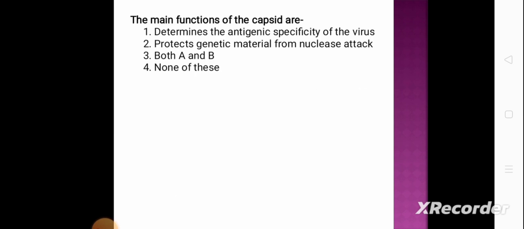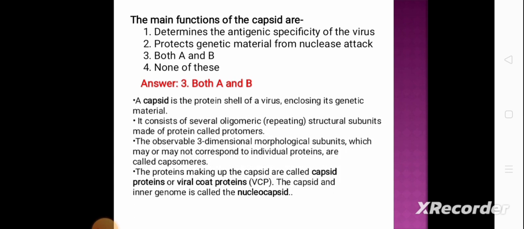Next question. The main function of the capsid are: option 1, determines the antigenic specificity of the virus; option 2, protects genetic material from nuclease attack; option 3, both A and B; and option 4, none of these. And the correct option is option 3, both A and B. That is, the functions of capsids are it determines the antigenic specificity of the virus and it also protects the genetic material from nuclease attack. Now let's discuss the capsid.